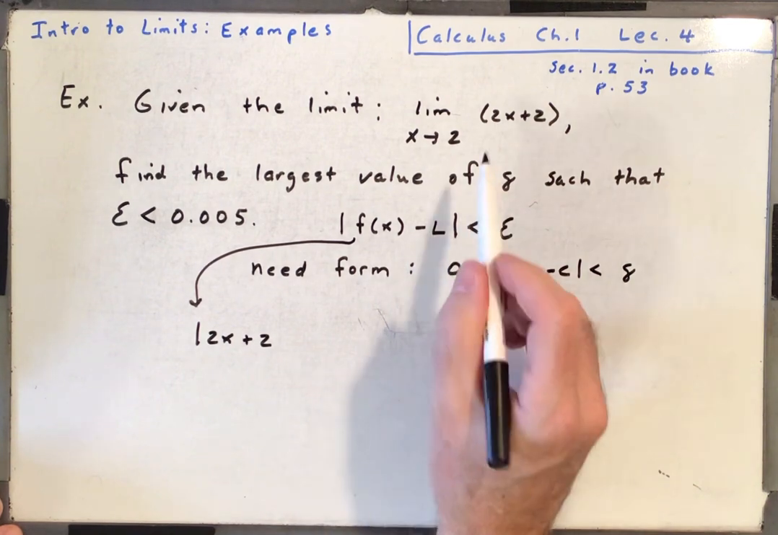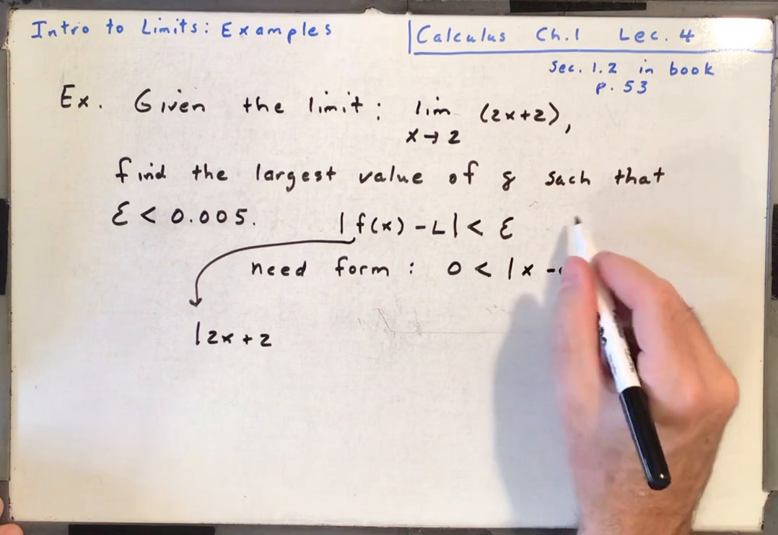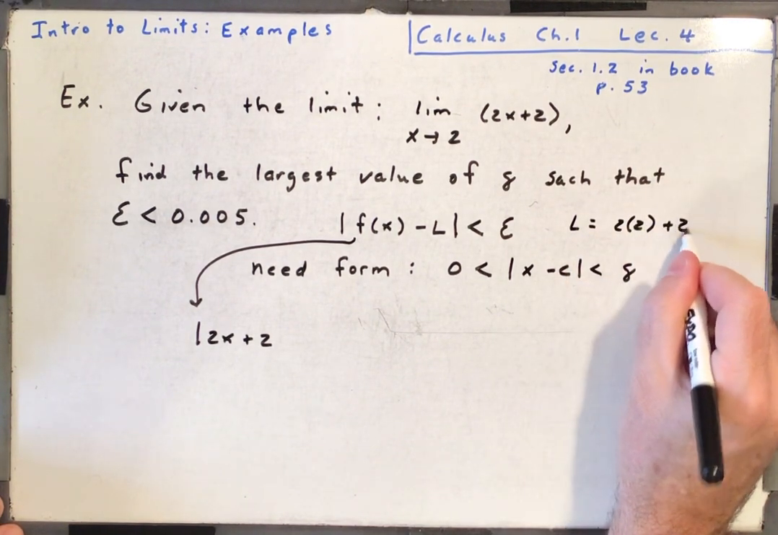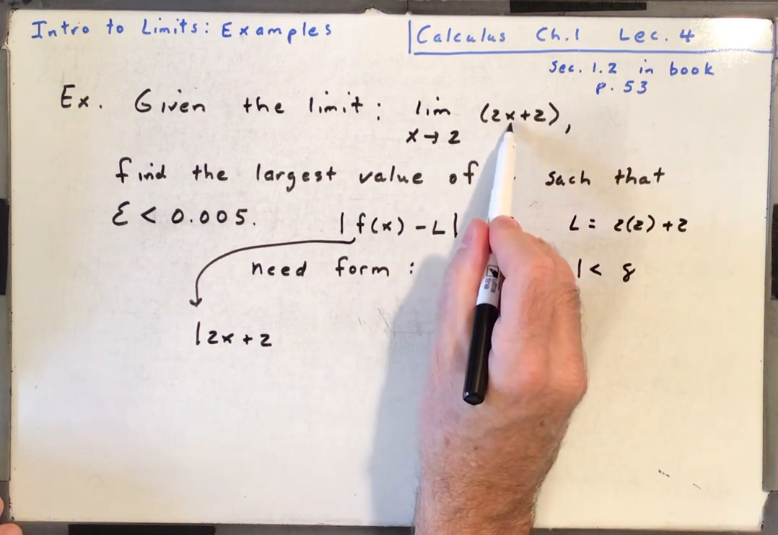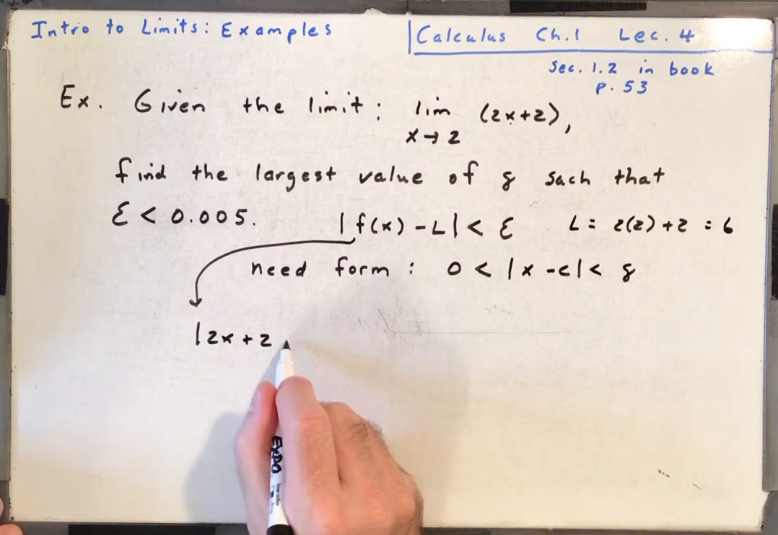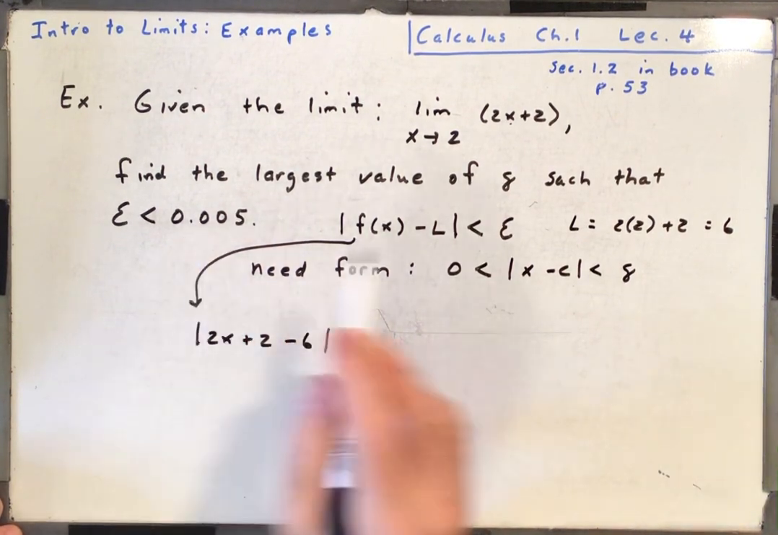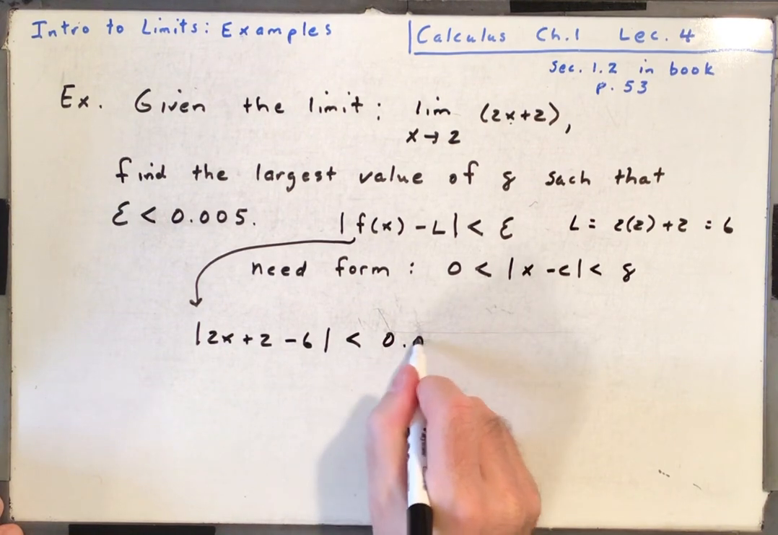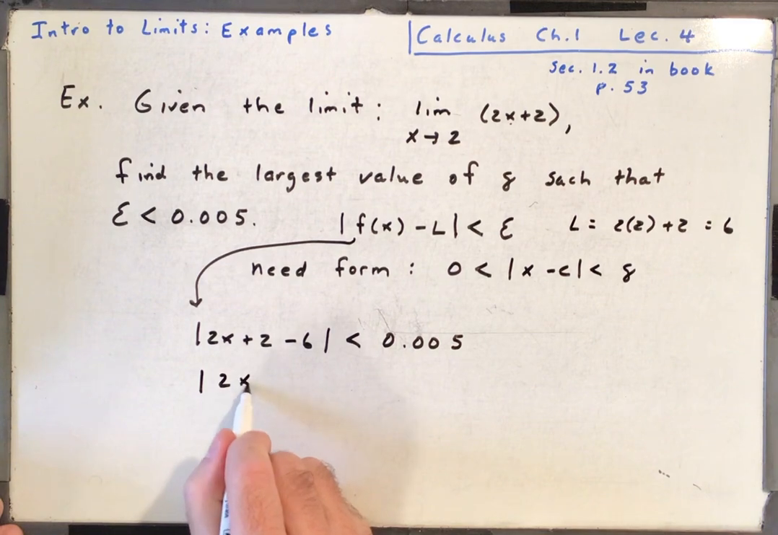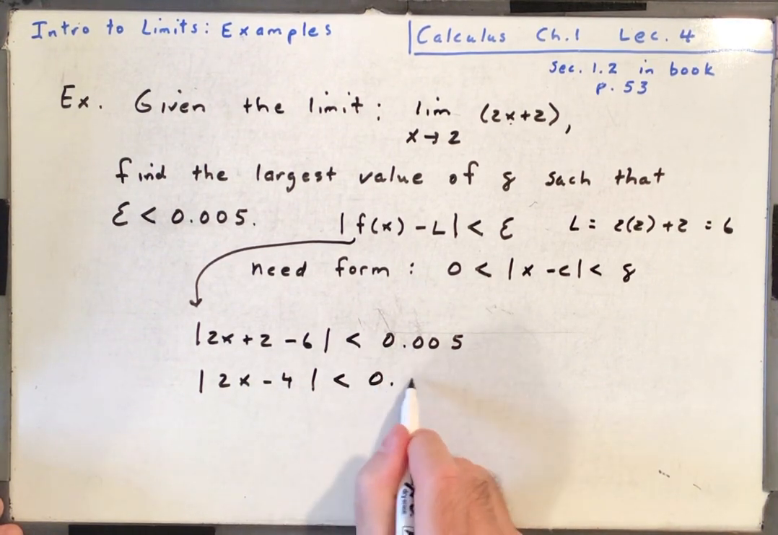What is the limit? Well, let's plug in 2. So the limit is going to be 2 times 2 plus 2. We plug 2 into x. So that's going to be 6. So L is 6. And then epsilon is given in the problem, 0.005. So let's clean this up a little bit. I'd have the absolute value of 2x minus 4 less than 0.005.